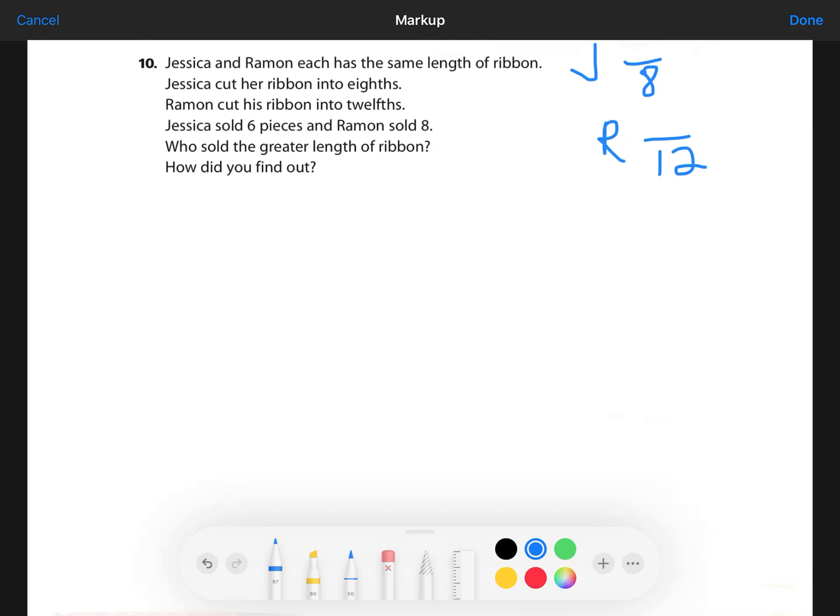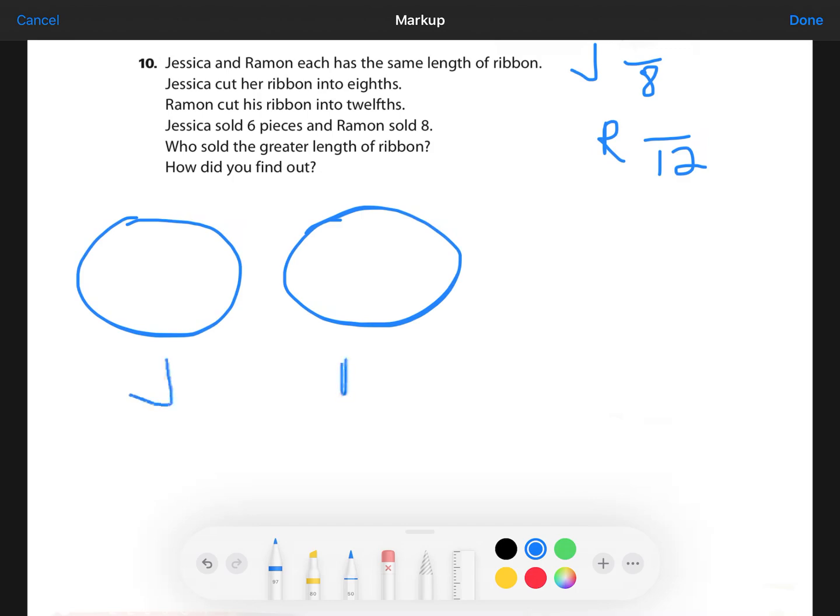So if their ribbons were the same size, and I use a circle graph, I would need to make sure that the circles that I draw are approximately the same size. And remember, with a circle graph, I'm not using a compass or a protractor, so this is really just an estimate. Okay, so I'm going to have Jessica's here and Ramon's here. Jessica's ribbon is cut into eighths, so we start with half, and then quarters, and then eighths.